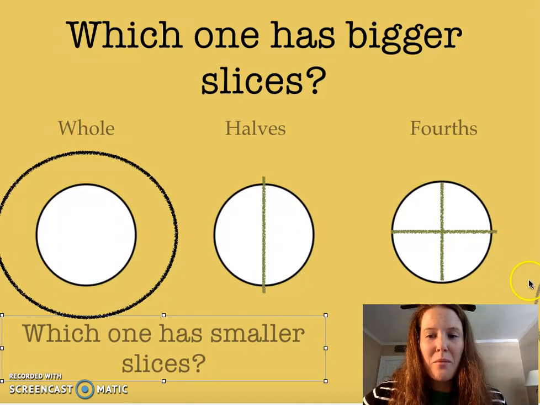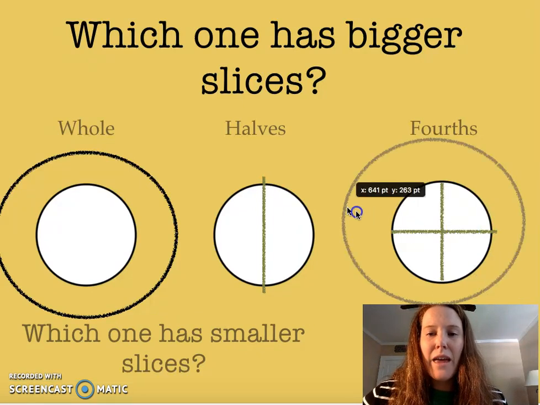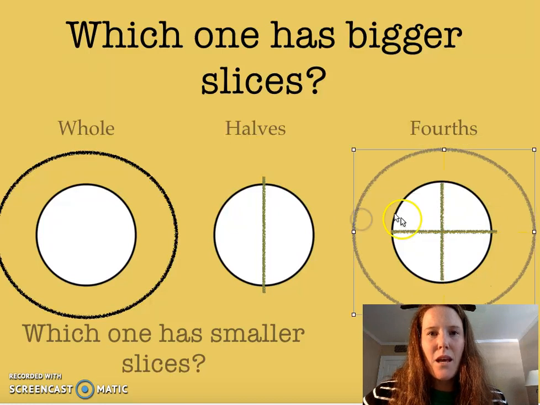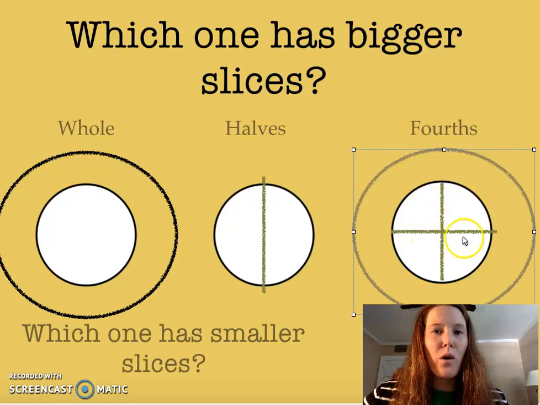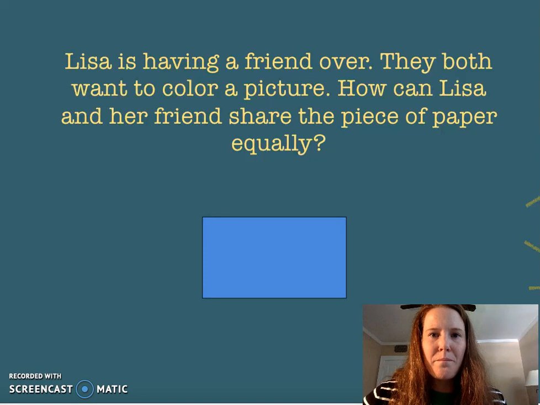Fourths, good job. Fourths have smaller pieces. When I look at how I cut my slices, I would get a smaller slice if I cut my pizza into fourths. I get a bigger slice if I keep my pizza as a whole. Good job on partitioning, class. Good work. Now, I have some challenging questions for you. Let's see if you can answer them.